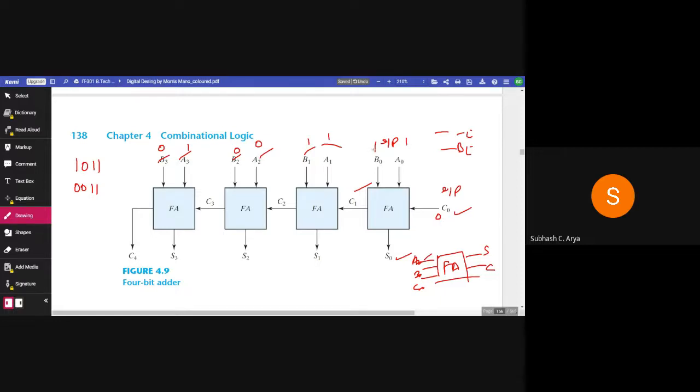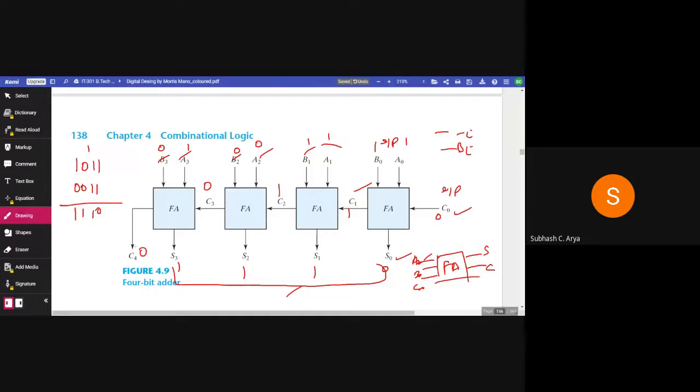So 1 plus 1 will be 2, so sum will be 0, carry will be 1. After that, 1 plus 1 plus 1: sum will be 1, carry will be 1. Then 1 plus 0 plus 0 will be sum 1 and carry 0. Then 0 plus 1 plus 0, all three: sum will be 1 and carry will be 0. So this is the answer. The final carry is basically overflow, because we have 4 bits. So the 4-bit answer is 1, 1, 1, 0. We can see here also 1, 1, 1, 0. But here C4 is also 0, that is the output of this.